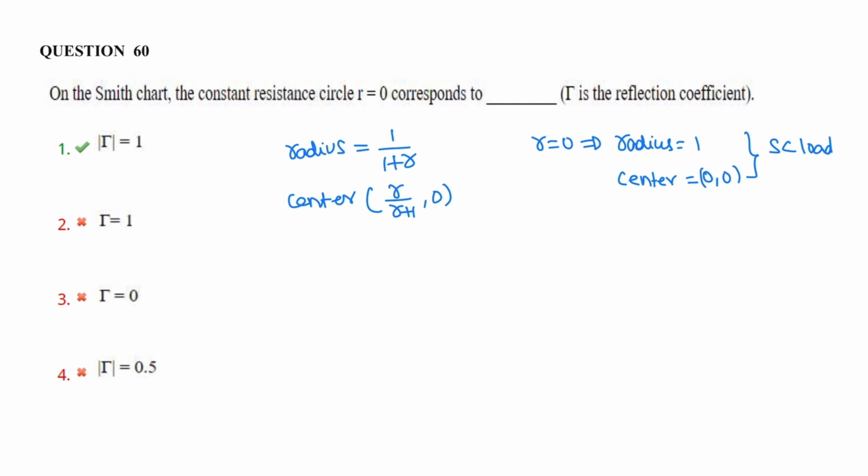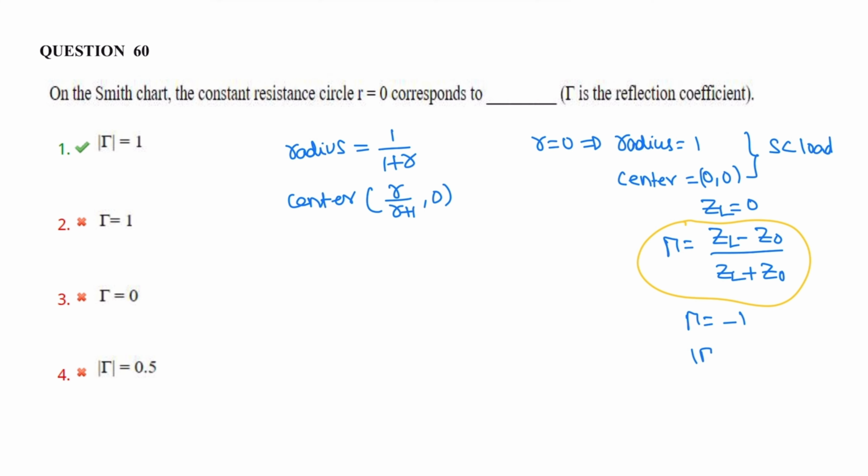For short circuit load, ZL is 0. Gamma is equal to ZL minus Z0 by ZL plus Z0. In this expression for gamma, replace ZL is equal to 0. From this, gamma value is minus 1. So mod gamma is 1. Option 1 is correct according to the question.